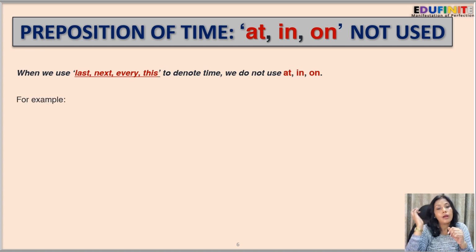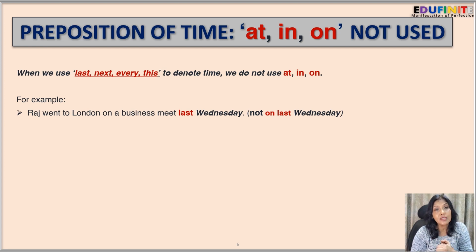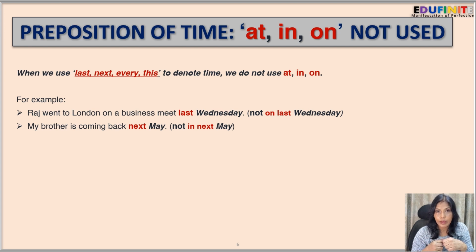For example, Raj went to London on a business meet last Wednesday. So over here, we are not saying on last Wednesday. That is wrong. We'll just have to say last Wednesday. Next, my brother is coming back next May. So it's not in next May, okay? Because for months we use in, but over here we won't use it because next is already there, okay? So when there is last in front of Wednesday, we won't use on. When there is next in front of May, we won't use in.